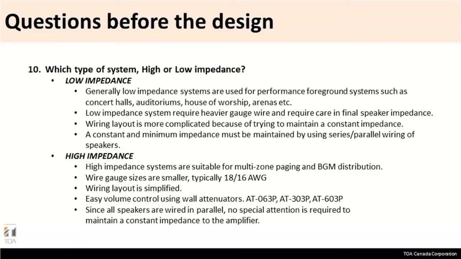Okay, when do you use a high impedance system? Suppose it's a multi-zone paging system like I just discussed, the restaurant application, or a school, or an industrial space, and you need to have background music and paging and whatnot. You need to go for a high impedance system because it's going to be cost effective. You could have longer lengths of cable and speakers placed at different locations, and it's easy to control using volume attenuators. Like I mentioned, we have an entire lineup of volume attenuators called the AT063P, AT303P, and so on and so forth.